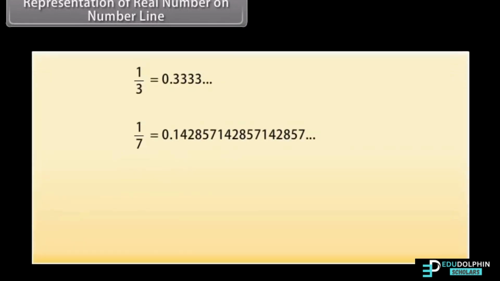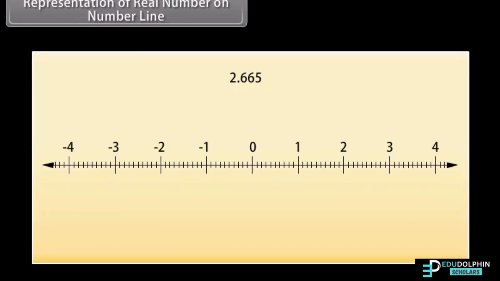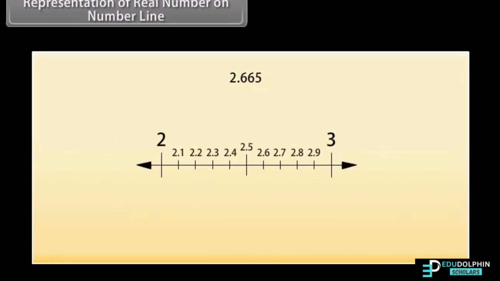Representation of real numbers on the number line. We now know that every real number has a decimal expansion. That decimal expansion helps us to locate it on a number line. Let us locate 2.665 on a number line. We know that it lies somewhere between 2 and 3. Imagine dividing it into 10 equal parts.